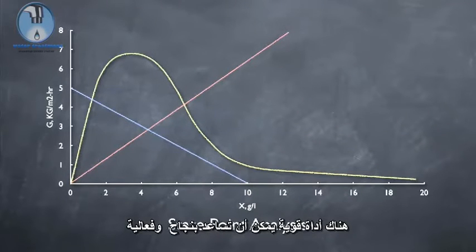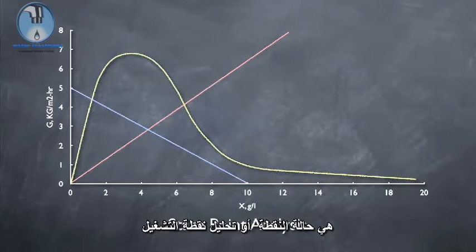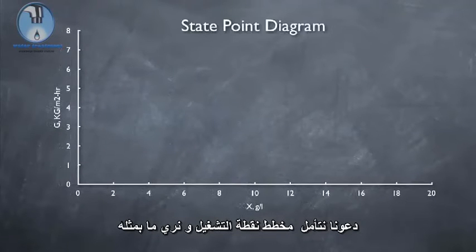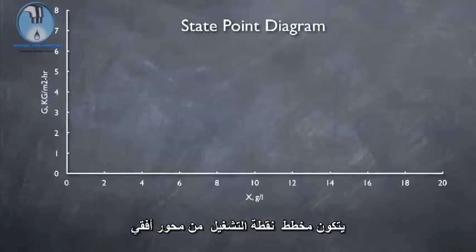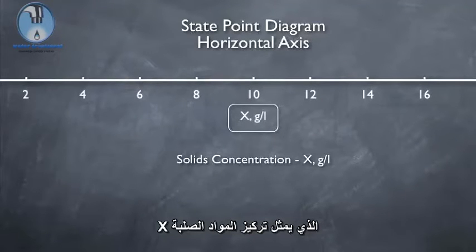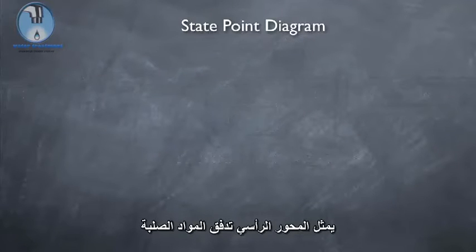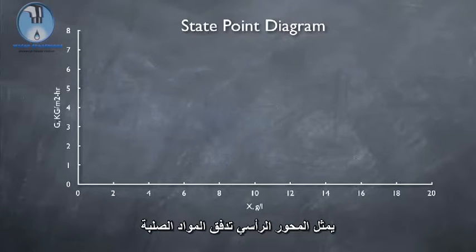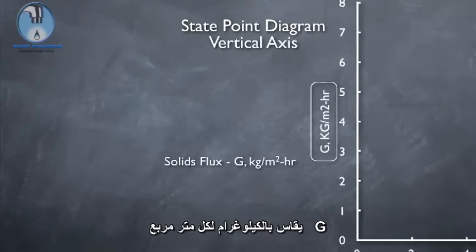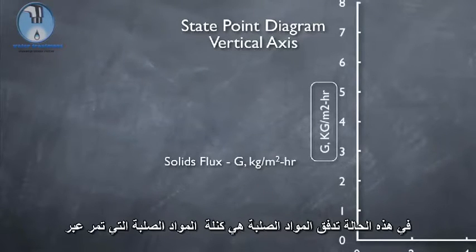And one powerful tool which can help with successful and effective clarifier operation is the state point or state point analysis. Let's go through what the state point diagram is and what it represents. The state point diagram consists of a horizontal axis which represents the solid's concentration, X, measured in grams per liter. The vertical axis represents the solid's flux, G, measured in kilograms per meter squared hour.